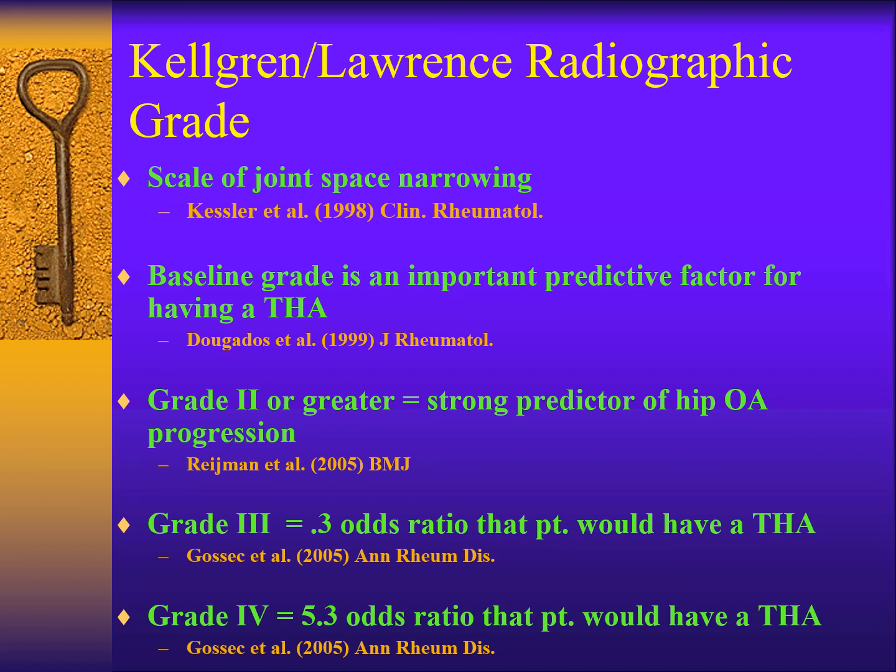But as we look at grade 3 and grade 4 especially, the odds of an individual having a total hip arthroplasty go up significantly, especially with a grade 4. And so again, the Kellgren-Lawrence radiographic grades are important. They can help us establish prognosis, and they can also help us establish some understanding of who's going to do well with conservative therapy and those that might require operative management in the form of total hip arthroplasty.